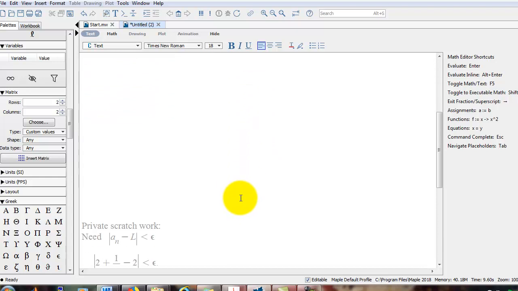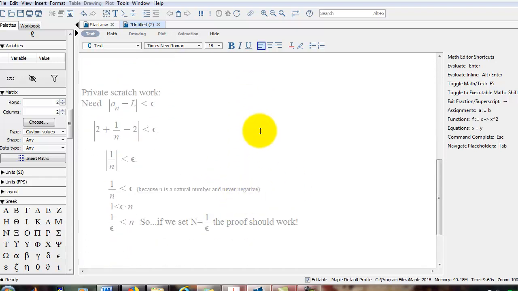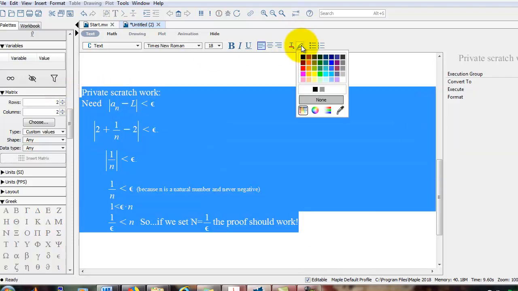So for that, I'm going to go to a scratch paper area. By definition of the convergence of a sequence, what we need is the absolute value of a sub n minus L to be less than epsilon. Substituting in the values for our sequence and our limit, we get the absolute value of 2 plus 1 over n minus 2 is less than epsilon. That simplifies to the absolute value of 1 over n less than epsilon. Okay, so far so good. I'm just plugging things in and simplifying. At this point, we can drop those absolute value signs because n is a natural number, it's never going to be negative.